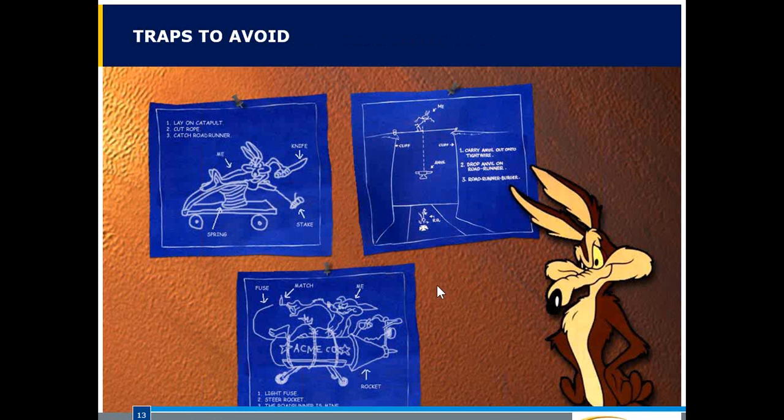So, traps to avoid. We've all seen the old Wile E. Coyote cartoons where he comes up with some ingenious plan to actually capture the Roadrunner so he can have a nice meal. Some of them are harebrained schemes, some of them seem quite logical, but the execution is poor. So it's looking at what traps to avoid and where you can actually get a good use out of it.